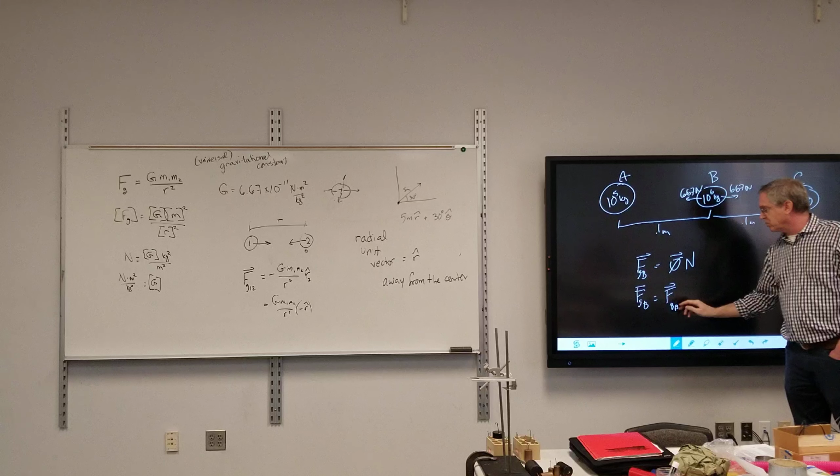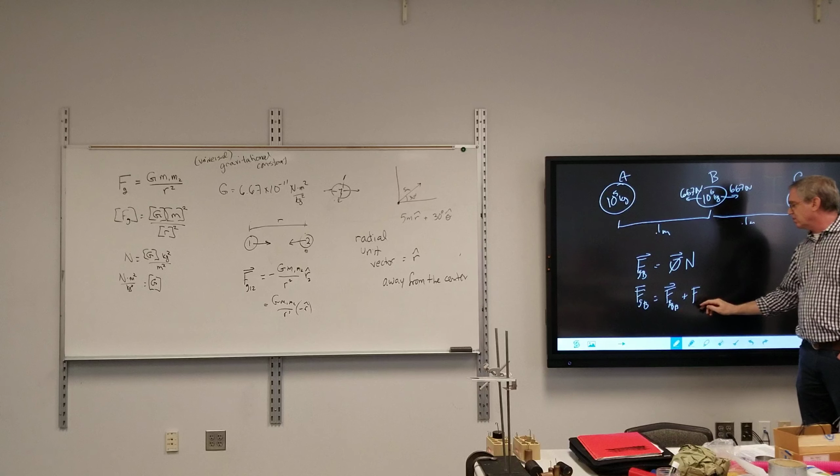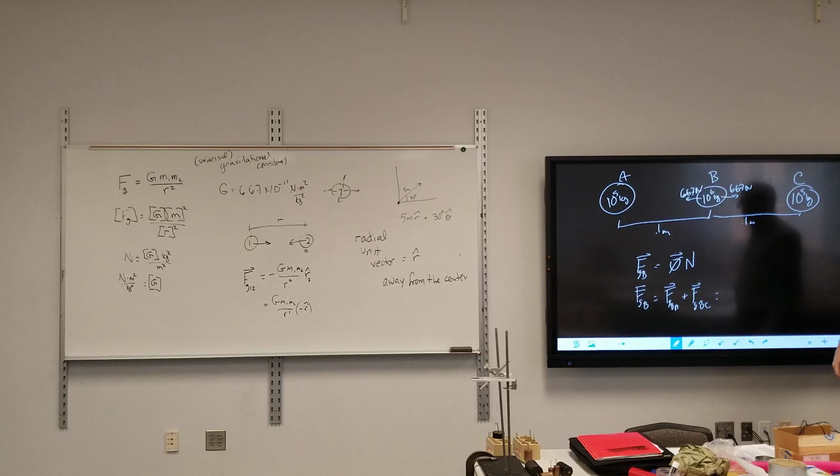Should be a little subscript G, plus the force of gravity on B coming from C. So the total force is the sum of the two forces. So negative 667 r hat minus 667 r hat.